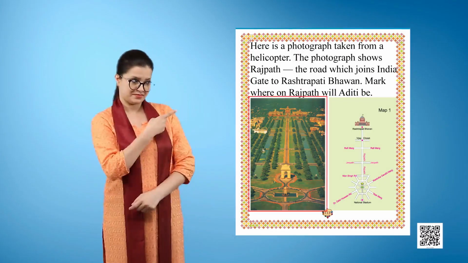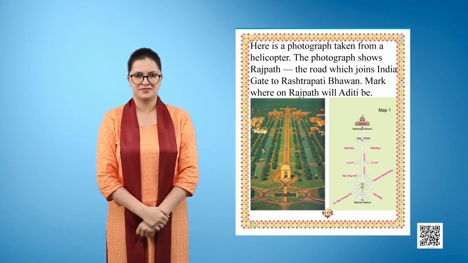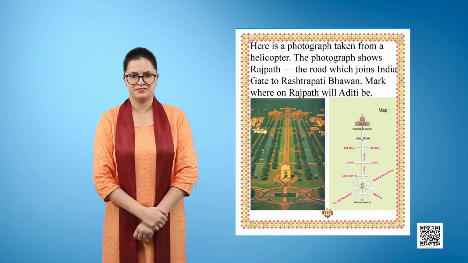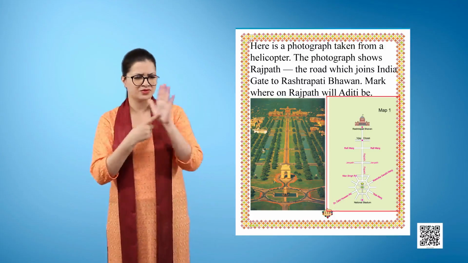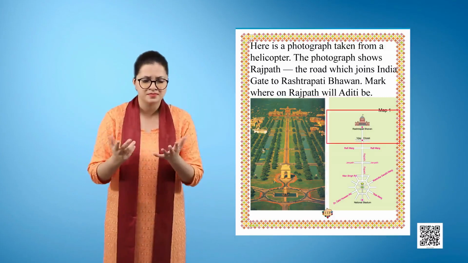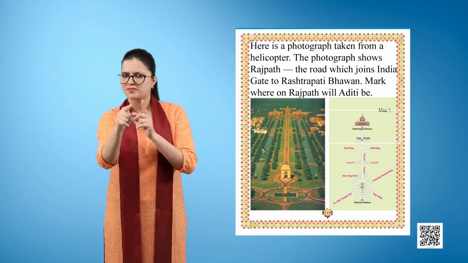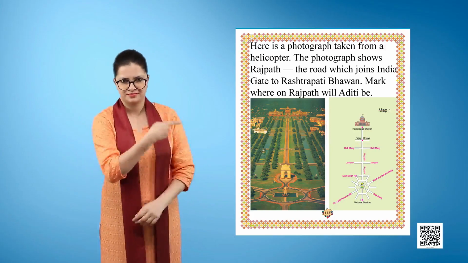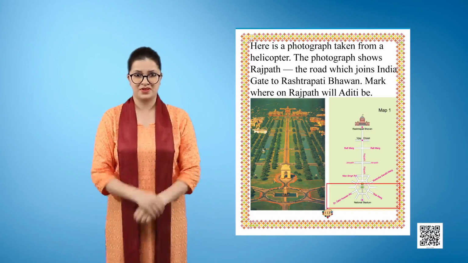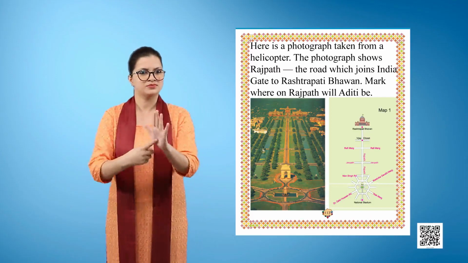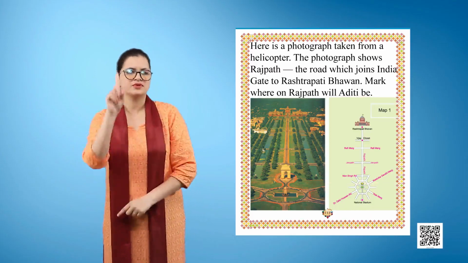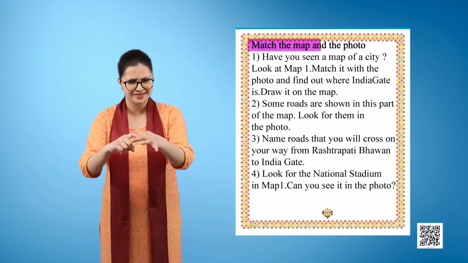We see a photograph of Rajpath taken from a helicopter, and alongside we also see a map of the same place. Different locations are marked on the map, like Rashtrapati Bhavan, Vijay Chowk, and some other roads leading all the way to National Stadium. This map has been titled Map 1. Match the map and the photo.